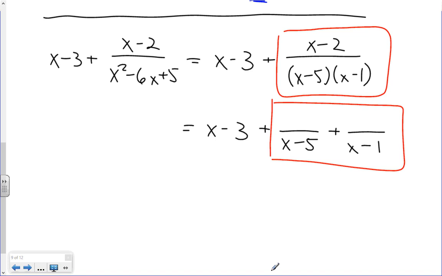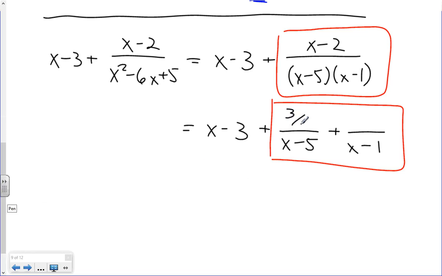So go through your cover-up technique. I'm going to cover up the x minus 5. If I cover up this x minus 5, the question is, what value do I have to plug in to make that 0? That would, of course, be 5. And when I plug that in the numerator, I'd get 5 minus 2 is 3. And in the denominator, 5 minus 1 is 4, so 3 over 4. So that numerator there is going to be 3 over 4.